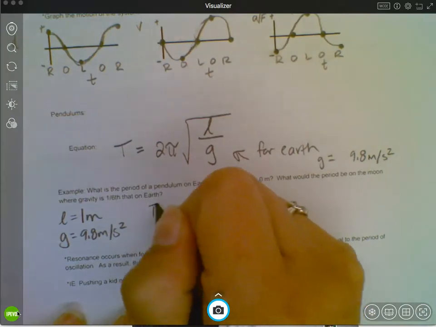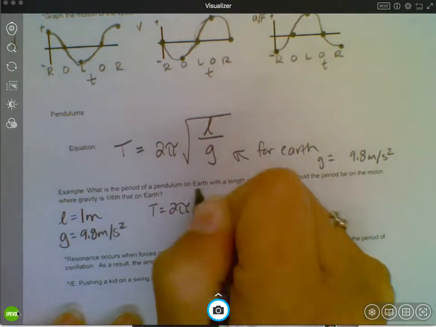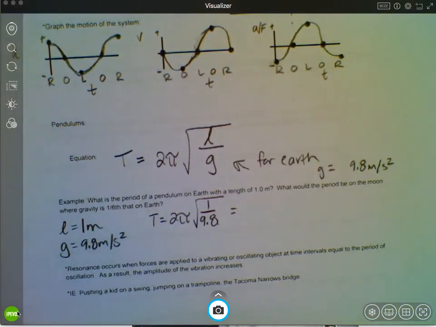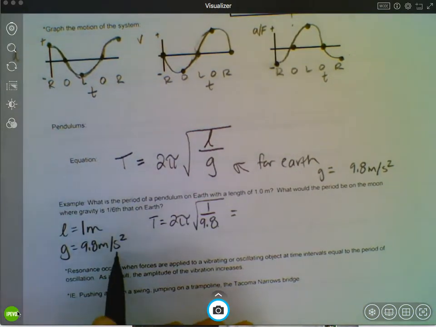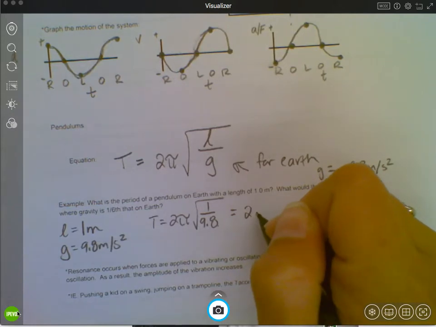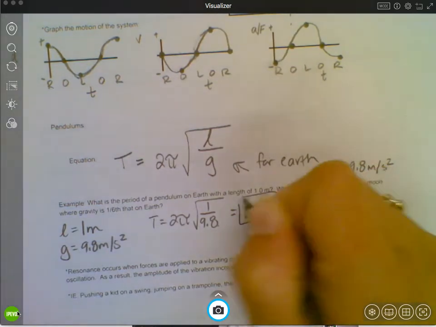Okay, so the period of a pendulum would be 2 pi square root of 1 over 9.8. All right, and let's go ahead. It'll come out in seconds because of this. So we have 2 times pi times the square root of 1 divided by 9.8. And we get about 2 seconds.